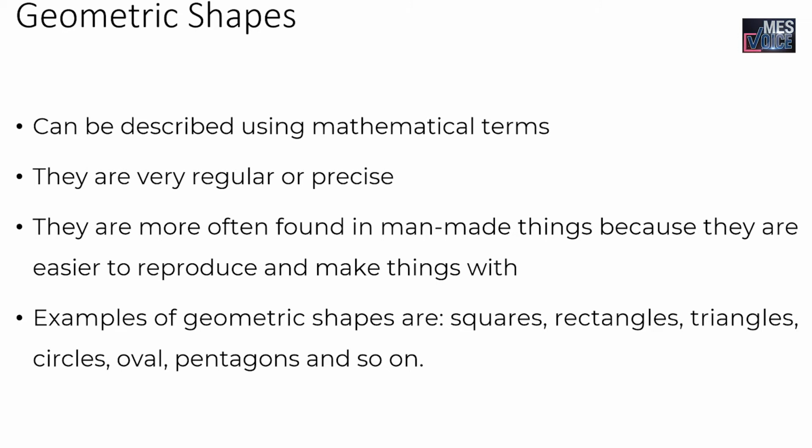Geometric shapes can be described using mathematical terms. They are very regular or precise. They are more often found in man-made things because they are easier to reproduce and make things. Examples of geometric shapes are squares, rectangles, triangles, circles, oval, pentagon, and so on.